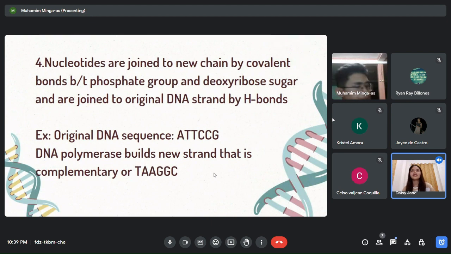And the nucleotides are joined to the new chain by covalent bonds between the phosphate group and the deoxyribose sugar, and are joined to the original DNA strand by hydrogen bonds. For example, the original DNA sequence is ATTCCG. So the DNA polymerase builds a new strand that is complementary, or TAAGGC. And in case you don't understand the process, I will be showing you a very short clip to further discuss this process.